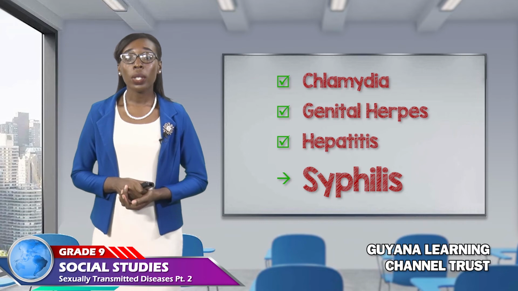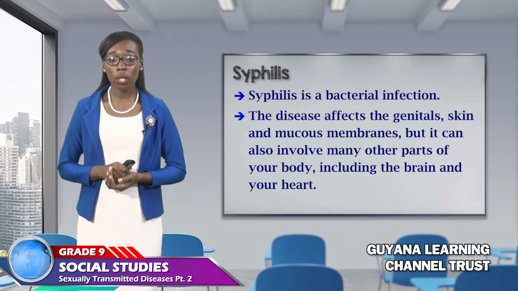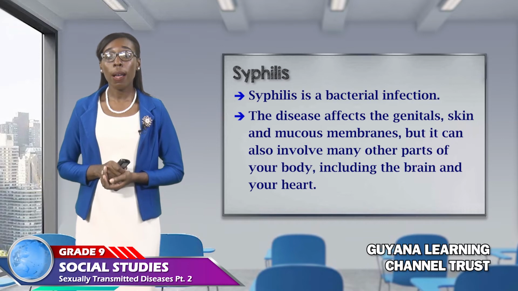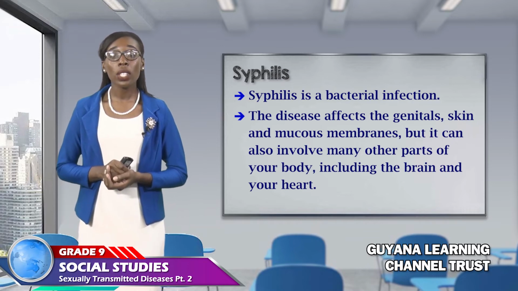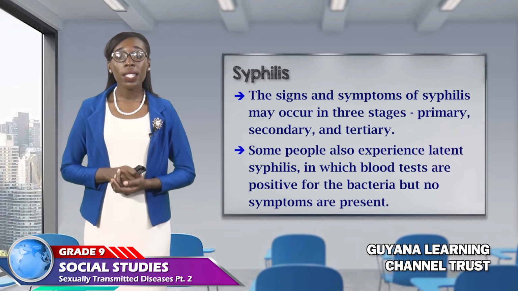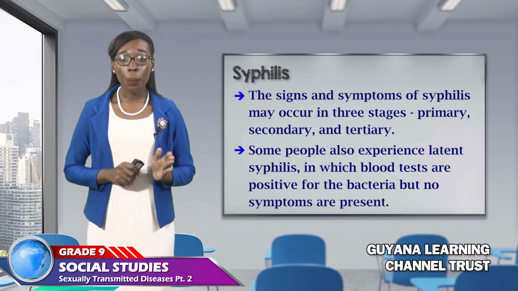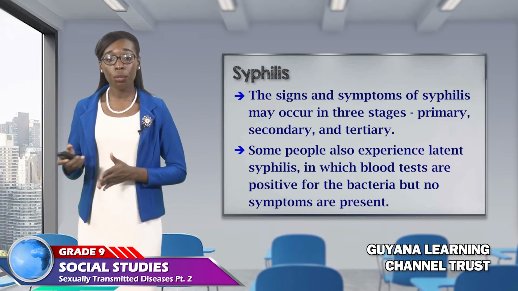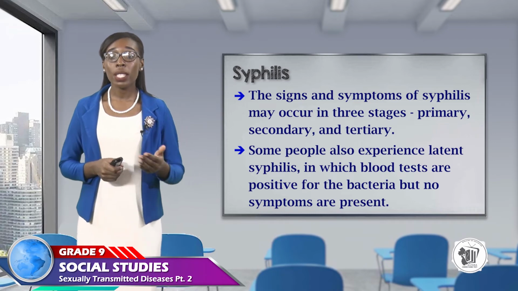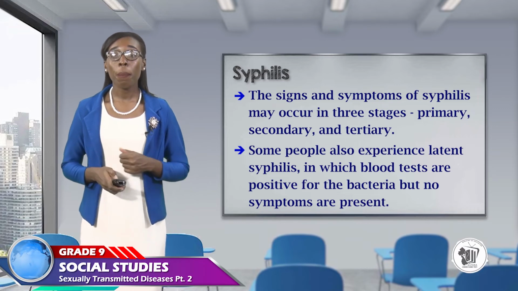Now we will move into looking at syphilis. Syphilis is a bacterial infection. The disease affects the genitals, skin, and mucous membranes, but it can also involve many other parts of the body, including the brain and the heart. The signs and symptoms of syphilis may occur in 3 stages: primary, secondary, and tertiary. Some people also experience latent syphilis, in which blood tests are positive for the bacteria, but no symptoms are present.